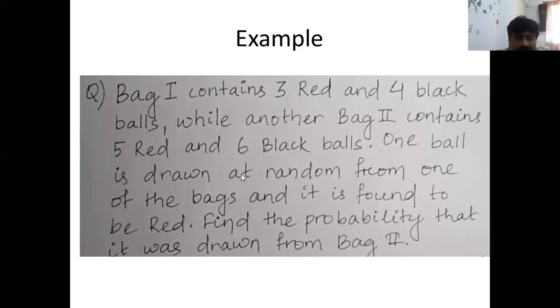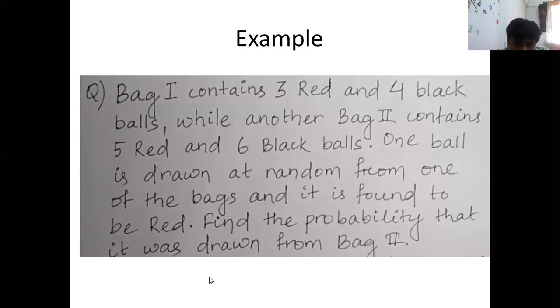One ball is drawn at random from one of the bags and it is found to be red. Find the probability that it was drawn from bag 2. There are two bags, with 7 and 11 balls. One ball is drawn at random from one of the bags, and it is found to be red. So find the probability that it was drawn from bag 2.